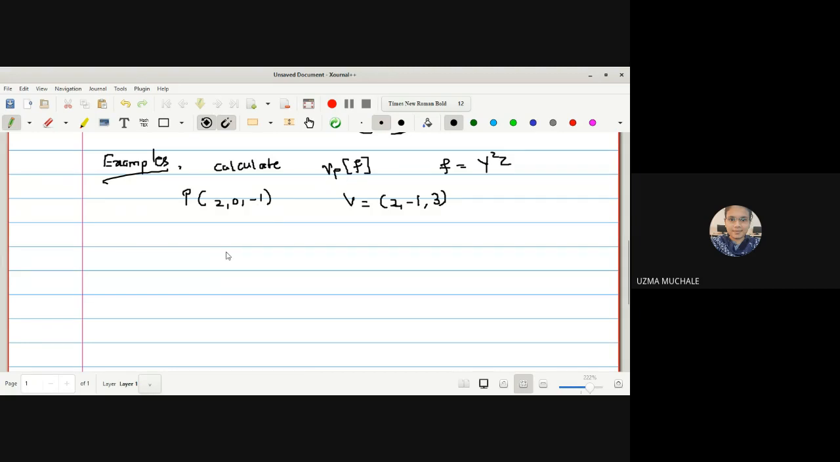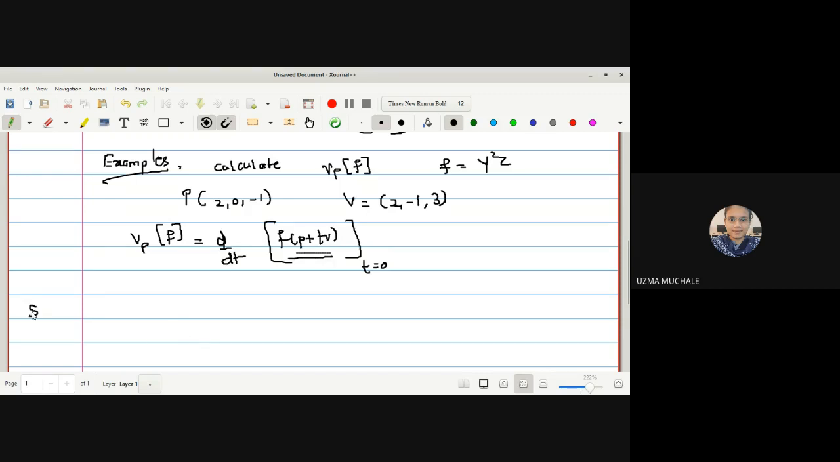So what we have to do is find the value of the directional derivative of a function f at a point p in the direction of v. Let us go one by one. What is the definition? The directional derivative V_p[f] of function f at a point p in the direction of v is given by the initial rate of change of f at p in the direction of v. So first we have to find p plus tv, correct?